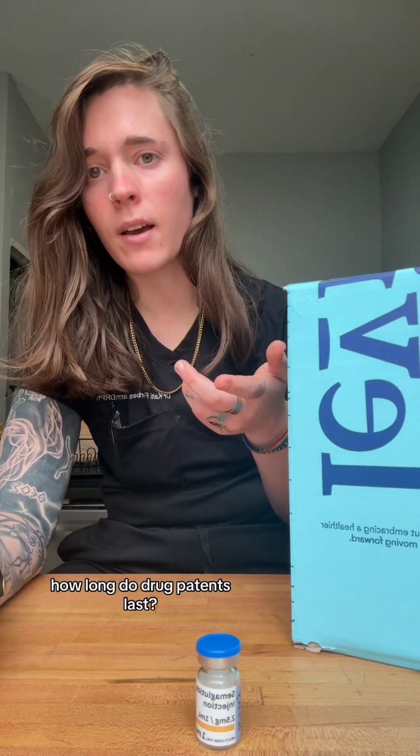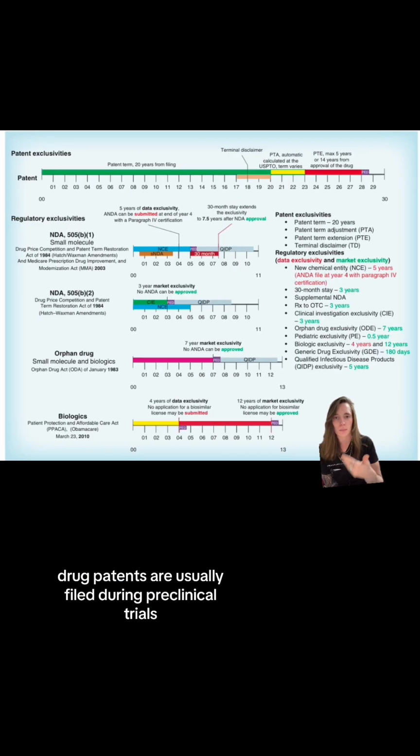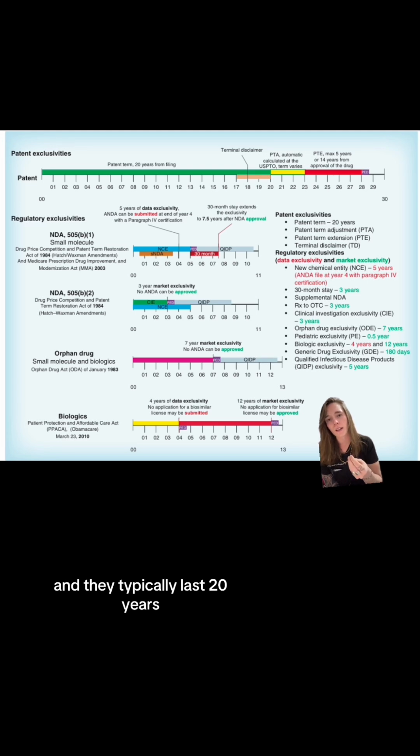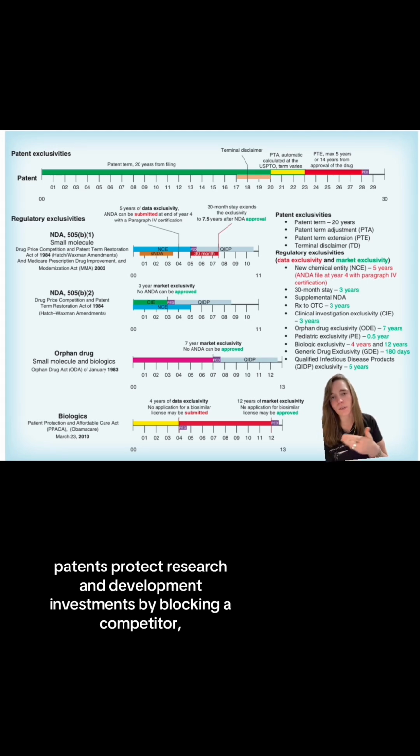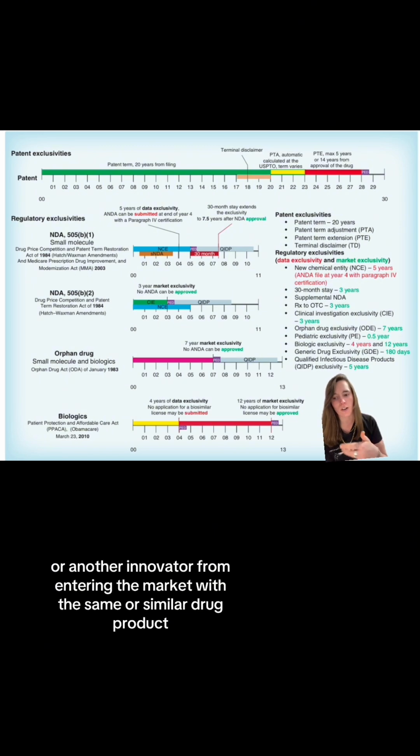Well, it was FDA approved in 2017. How long do drug patents last? Drug patents are usually filed during preclinical trials, and they typically last 20 years. Patents protect research and development investments by blocking a competitor such as a generic manufacturer or another innovator from entering the market with the same or a similar drug product.